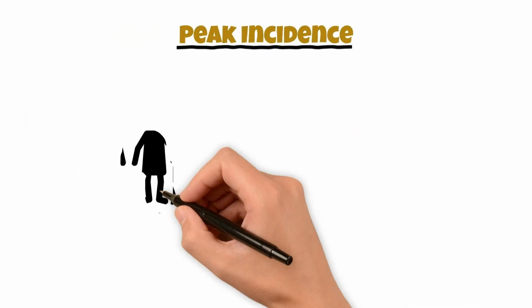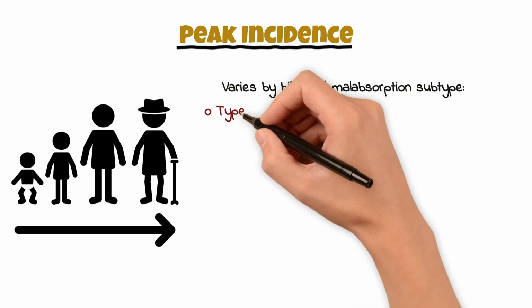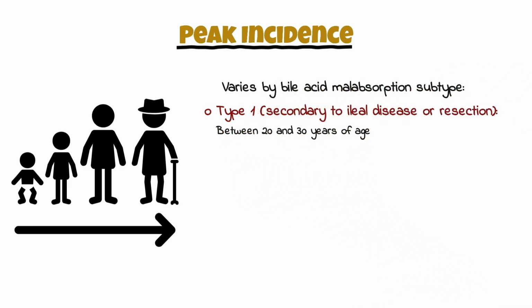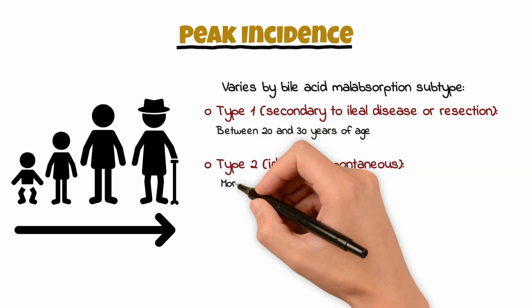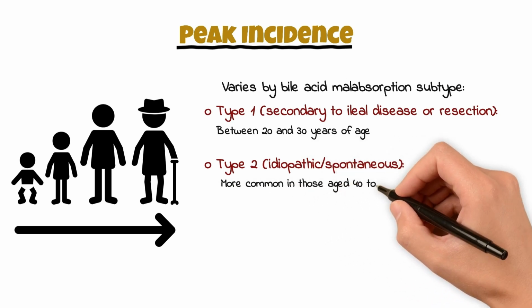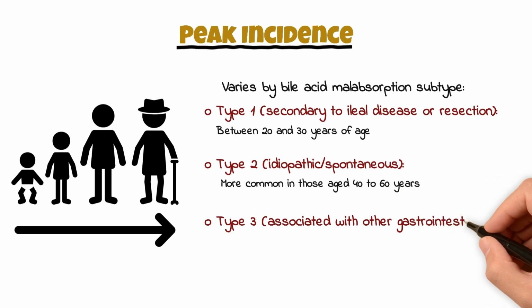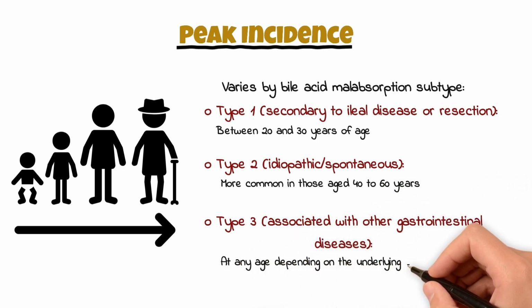The peak age of onset varies by bile acid malabsorption subtype. Type 1, secondary to ileal disease or resection, typically presents between 20 and 30 years of age. Type 2, idiopathic or spontaneous, is more common in those aged 40 to 60 years old. Type 3, associated with other gastrointestinal disease, can occur at any age depending on the underlying condition.